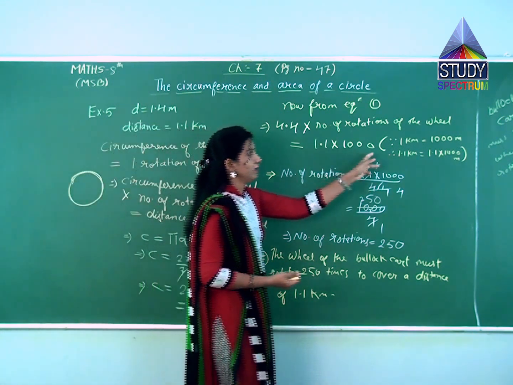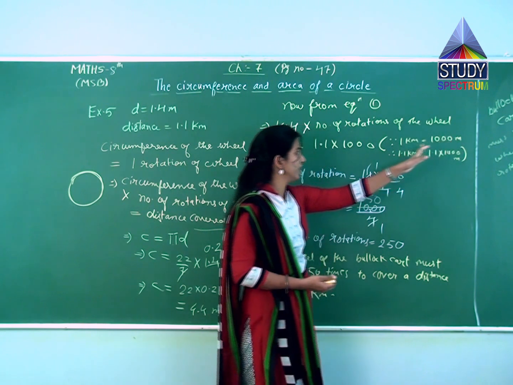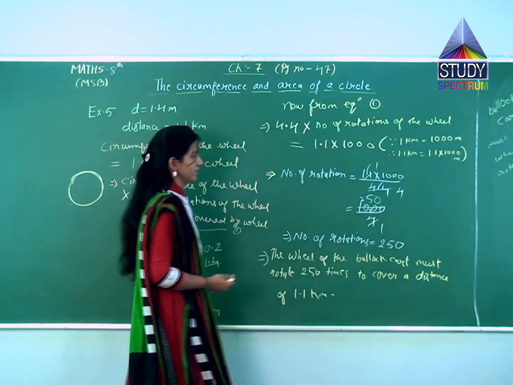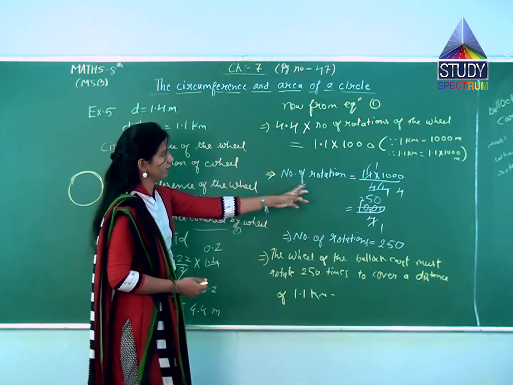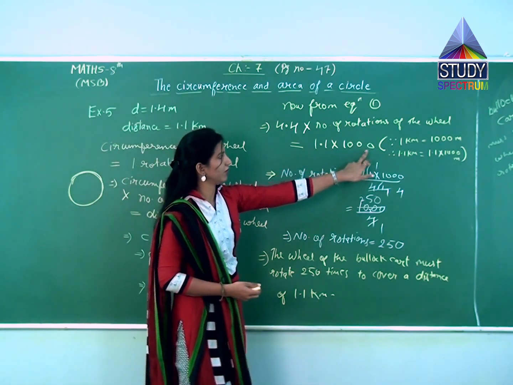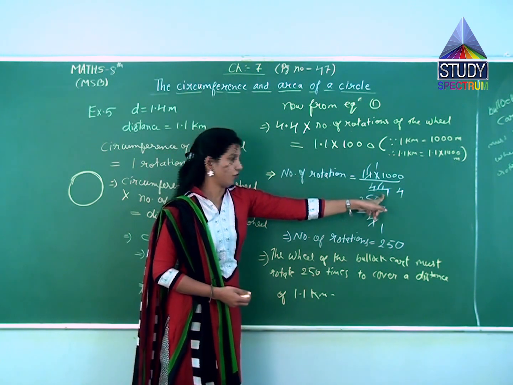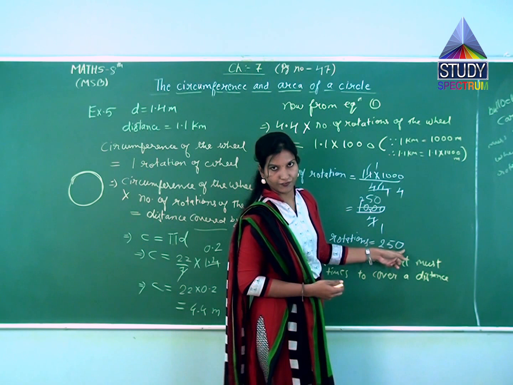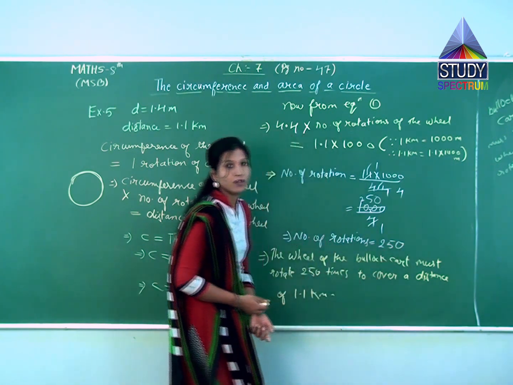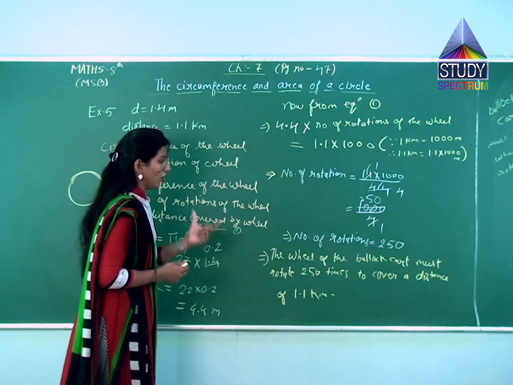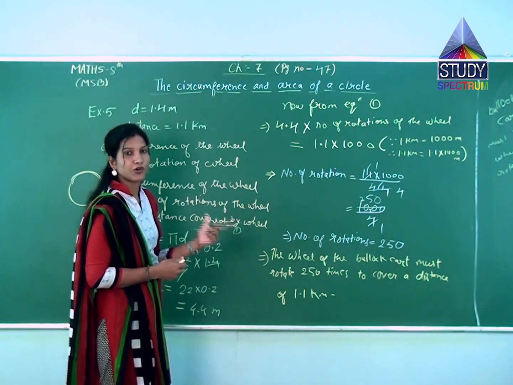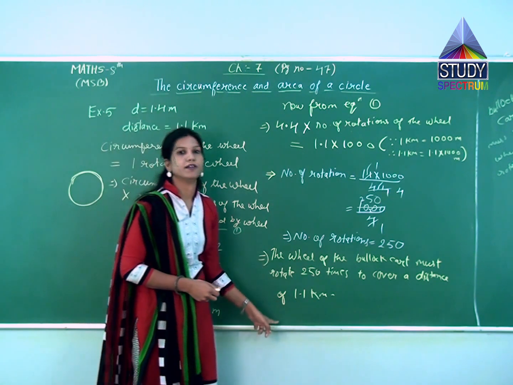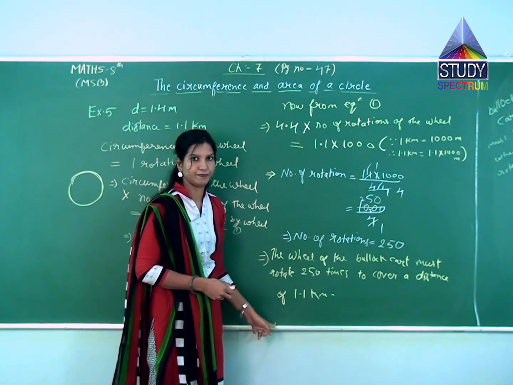So 1 kilometer is equal to 1000 meter, then 1.1 kilometer will be equal to 1.1 into 1000. So here we have written number of rotations equal to 1.1 into 1000 upon 4.4. After solving, we get the number of rotations equals 250. And what is 250? The wheel of the bullock cart must rotate 250 times to cover a distance of 1.1 kilometer.